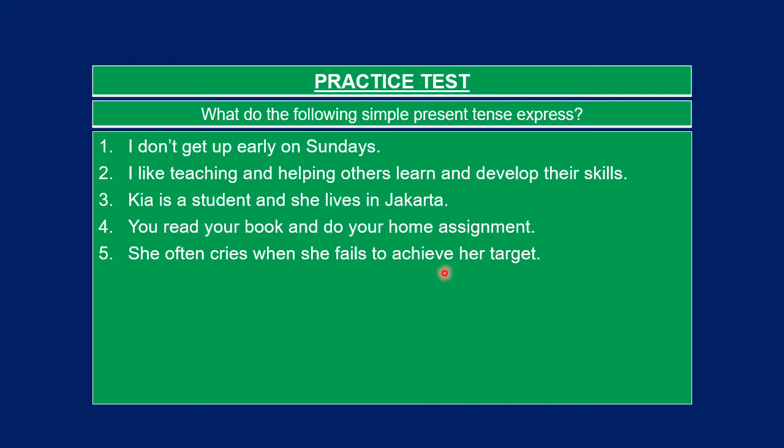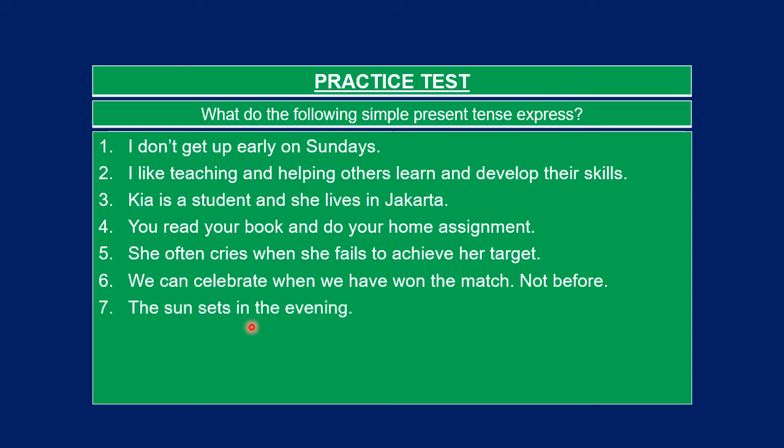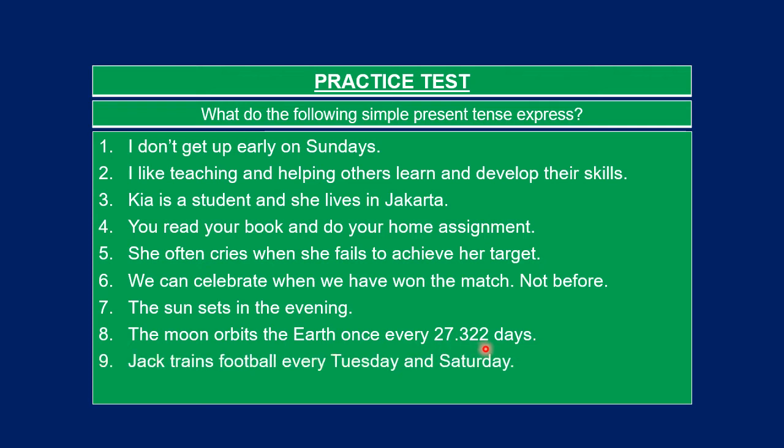5. She often cries when she fails to achieve her target. 6. We can celebrate when we have won the match, not before. 7. The sun sets in the evening. 8. The moon orbits the earth once every 27.322 days. Jack trains football every Tuesday and Saturday. The last one, I will pay her after she completes her work.